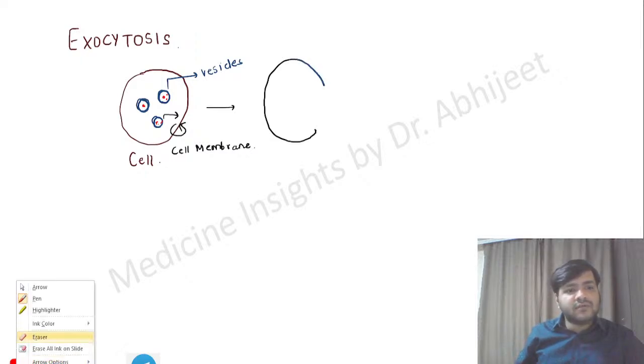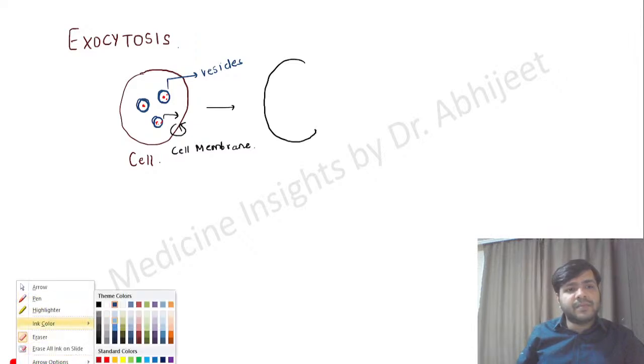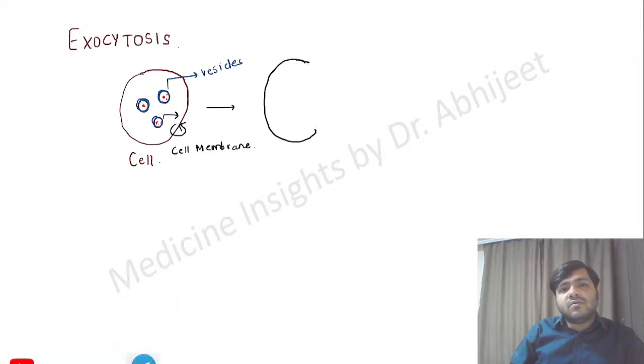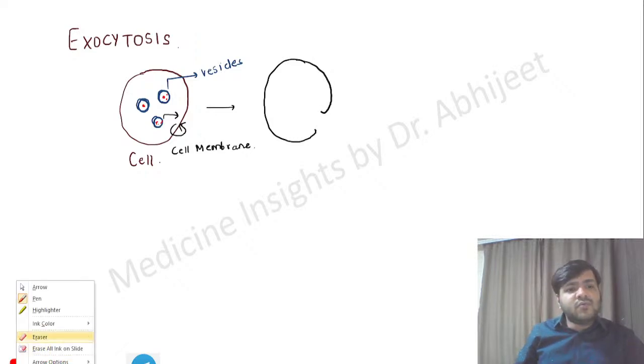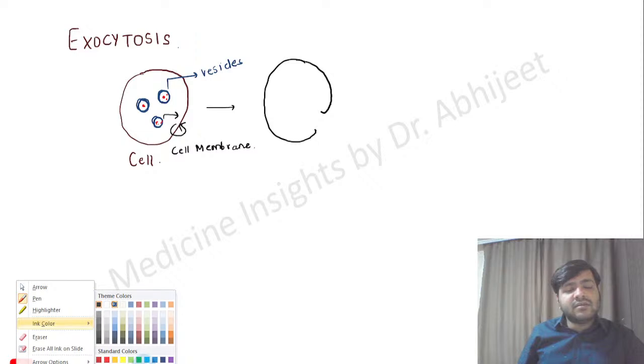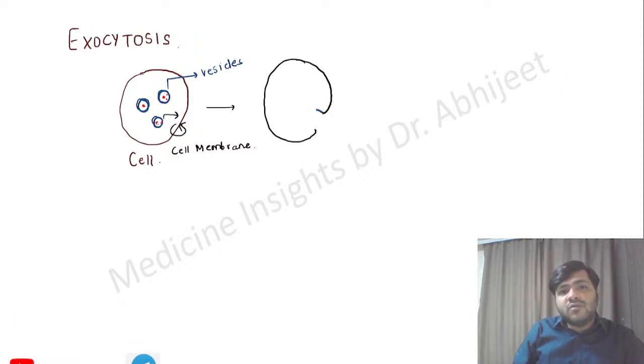I'll draw it with black color. So yes, now when it moves towards the cell membrane, guys, this vesicle will fuse with the plasma membrane of the cell. It will burst, and these chemicals will get released into the synapse.